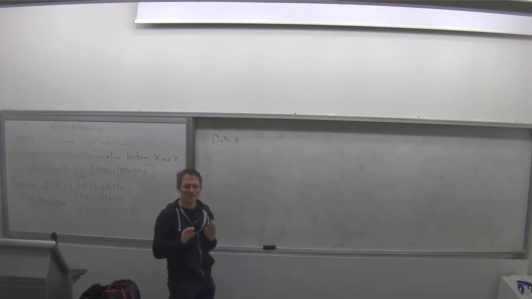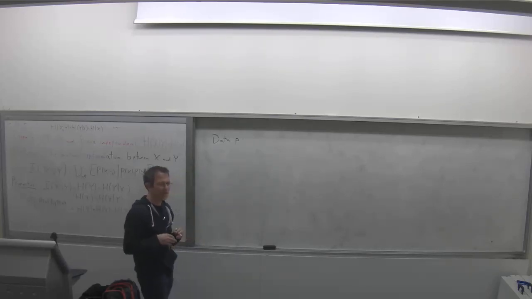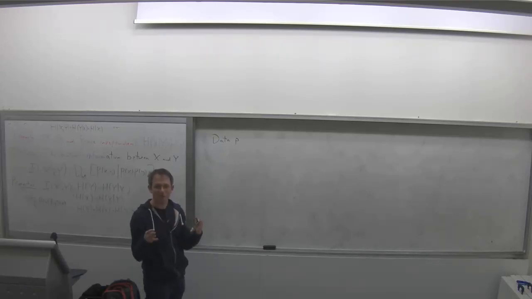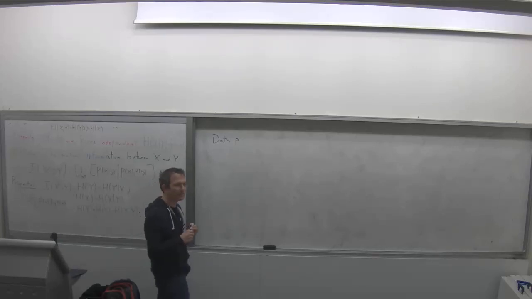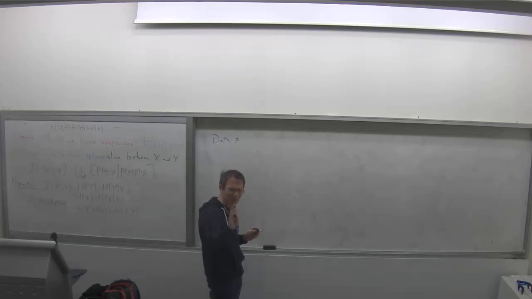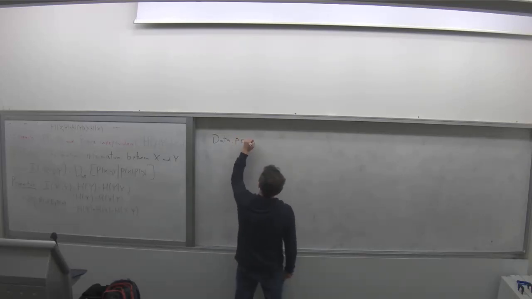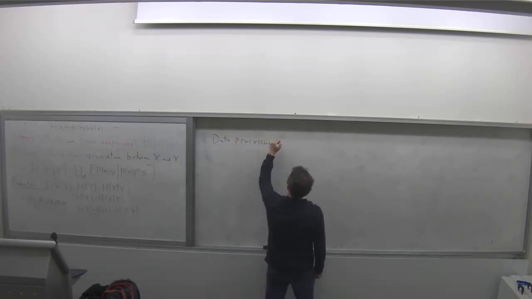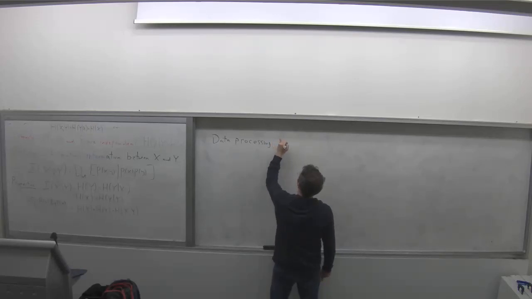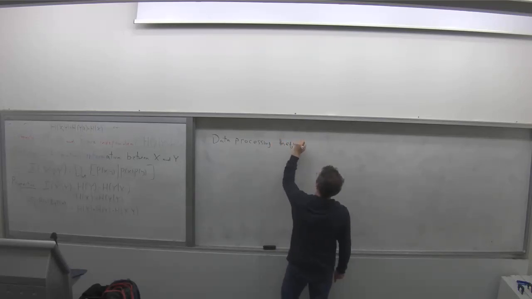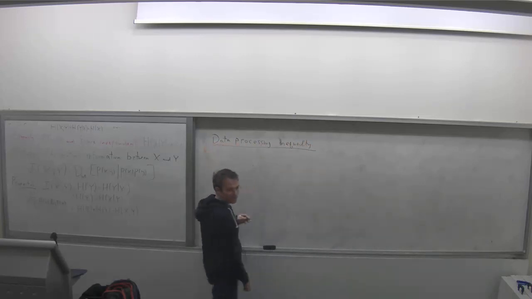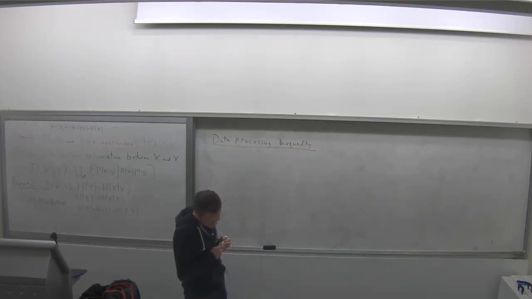Data processing inequality says something very intuitive. It says that if you perform some information processing on a variable, you lose information. If you apply some function to a variable, you lose information about it. Let me just repeat that, so that we're on the same page. You don't gain more information.